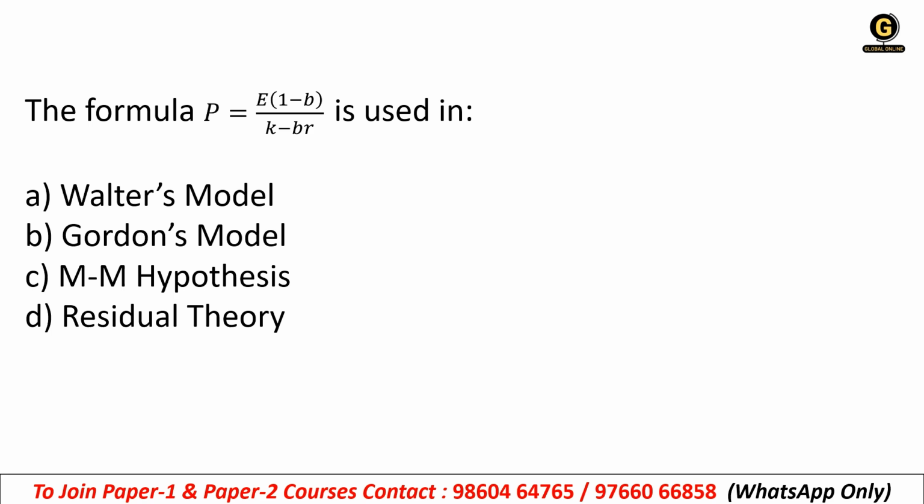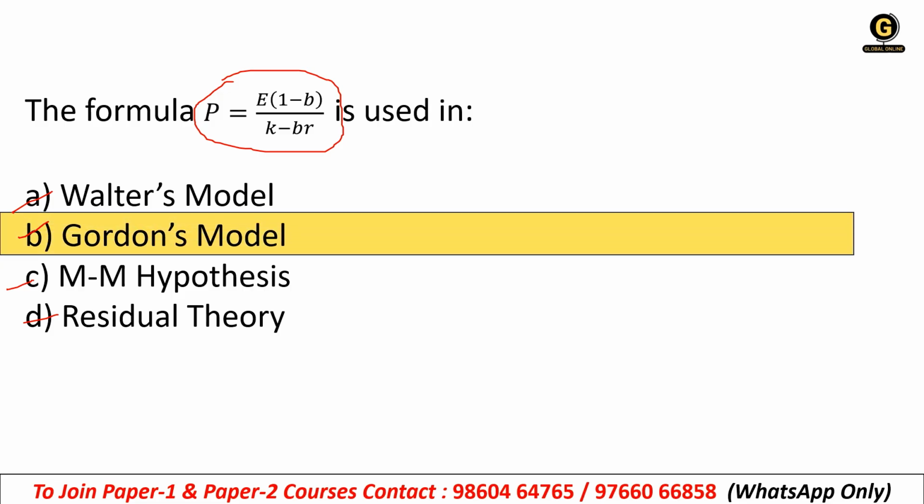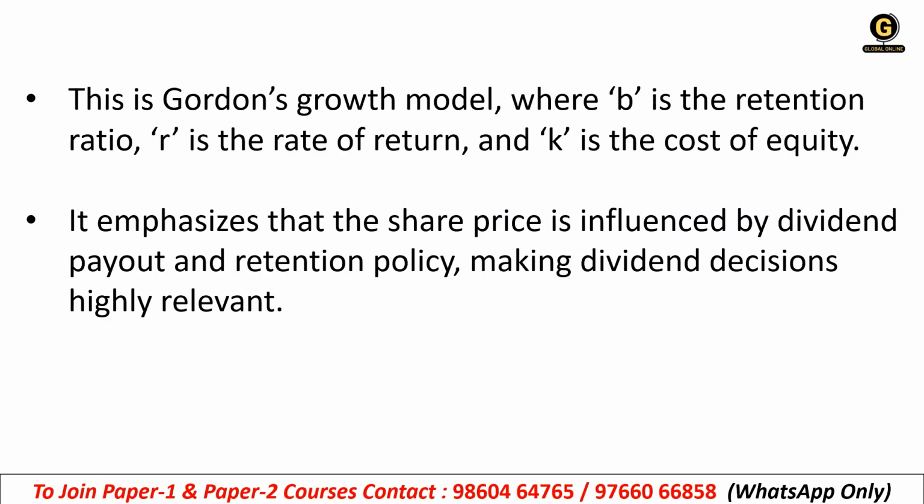Next, you need to find out which model the formula given here is used in. P is equal to E(1 minus b) divided by K minus br. Is it used in Walters model, Gordon's model, MM hypothesis, or residual theory? It is used in the Gordon's model. See, this is the Gordon's growth model, where b is the retention ratio, r is rate of return, K is the cost of equity. It emphasizes that the share price is influenced by the dividend payout and retention policy, making dividend decisions highly relevant.